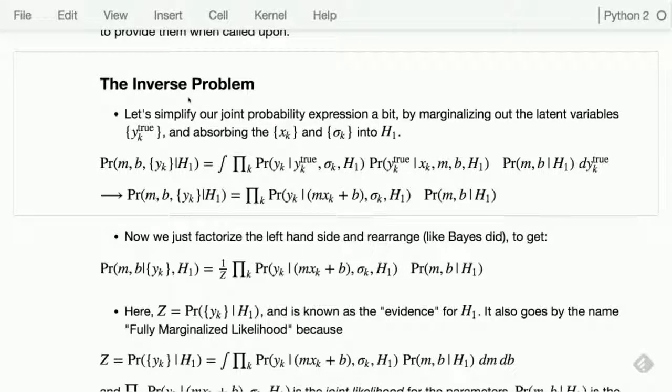Could you repeat what the error was? Oh, the typographical error I made was that I first said I'm going to absorb xk and sigma k into H, and then I didn't do that. Well, you did on the left-hand side. Yeah, that's true. I did it on the left-hand side, but not on the right-hand side. This is pretty sloppy. We should tighten this up, don't you think? We should make this notebook better.